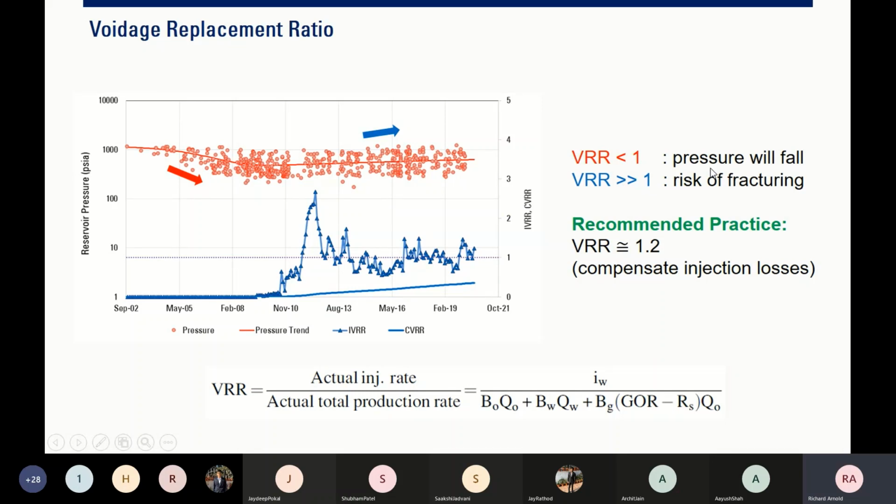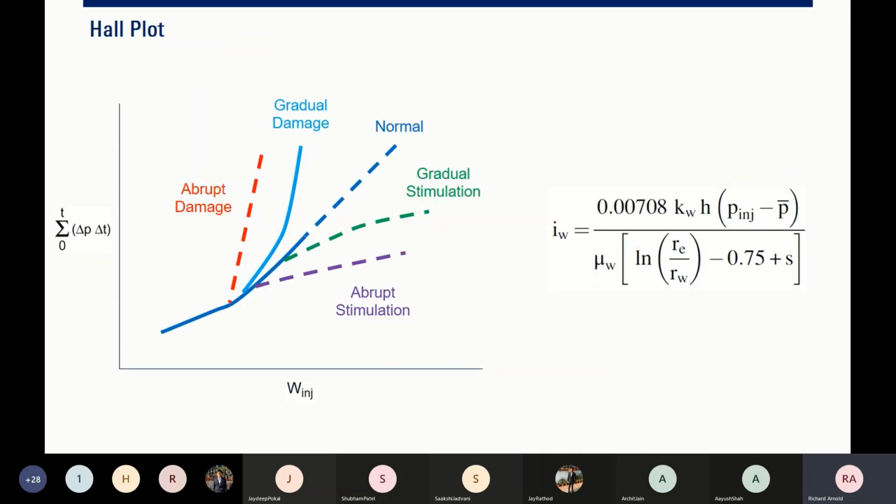Why? Because you inject more than what you actually produce. It will pressurize your reservoir fast, and it turns out to be a fracturing phenomenon. And we don't want that because it will complicate our injection profile.